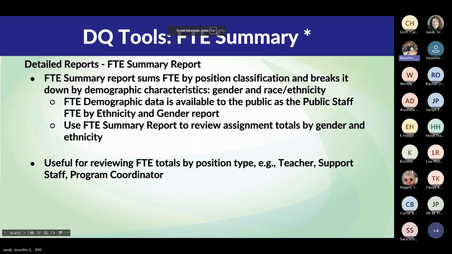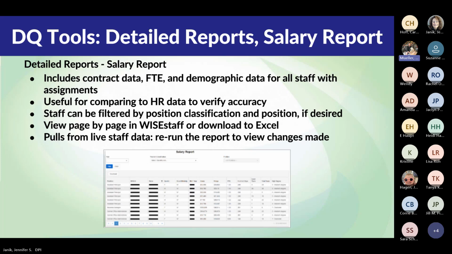Thank you. All right, so next up are the detailed reports, which are reports with a specific set of data and meant for specific purposes. So the first one we'll look at is the salary report. This report is good for reviewing all contract data and comparing it to your HR data, since it displays all contract data elements: salary, fringe, contract days, years of experience, and highest degree earned. It also includes FTE and some demographic details.